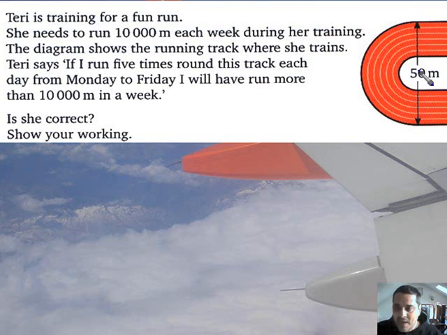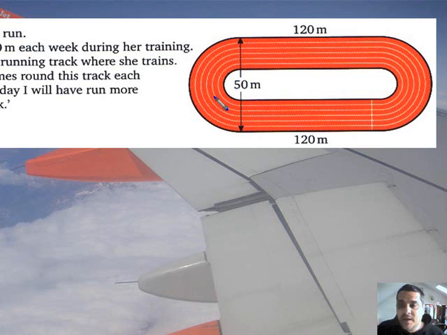and that whole circle has a diameter of 50 meters. Alright, well let's just work out the circumference or the perimeter of this track. So we're going to assume Terry's going to run around the edge and really do the full thing rather than just running around on the inside and do less of it.